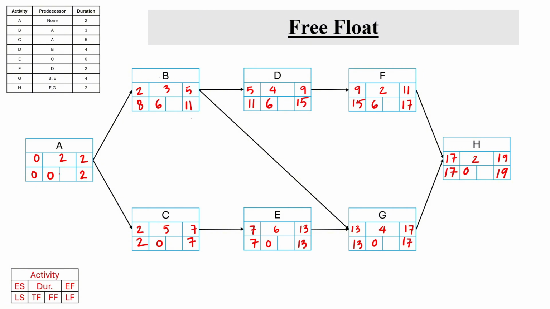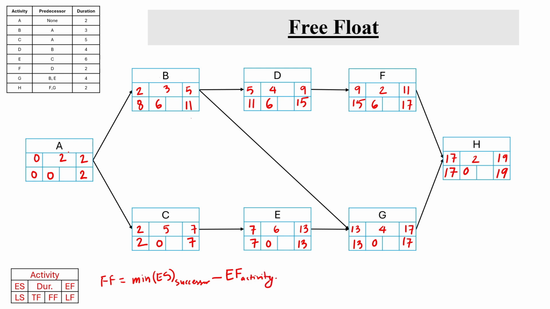Although it is a slack or float, it is different from total float, because total float is the amount of time any activity may be delayed without delaying the whole project completion. But free float is the amount of time any activity can be delayed without delaying the early start of its successor or its next activity. So free float is usually calculated by this formula, that is minimum of early start of the successor activity minus early finish of that activity.